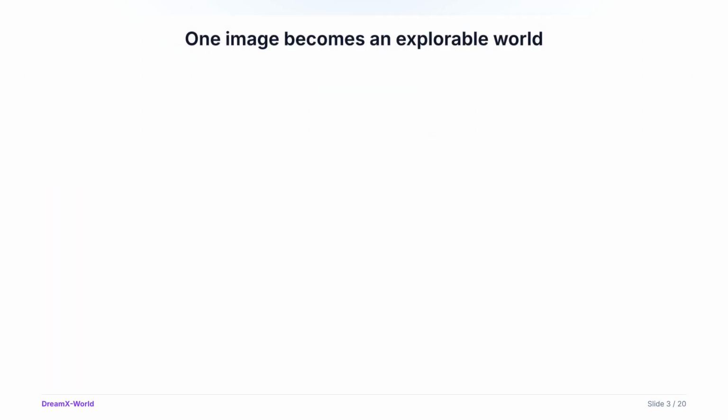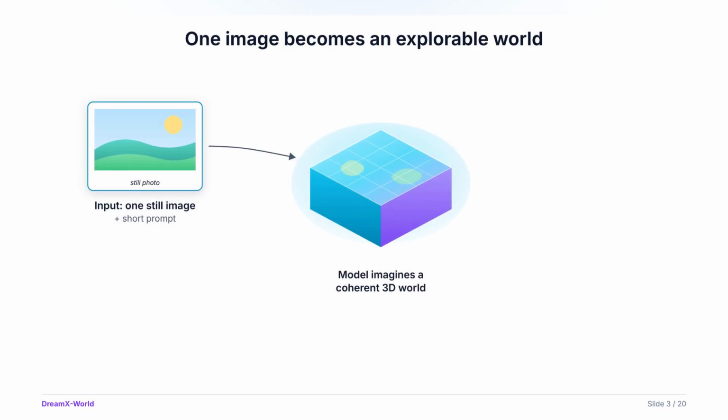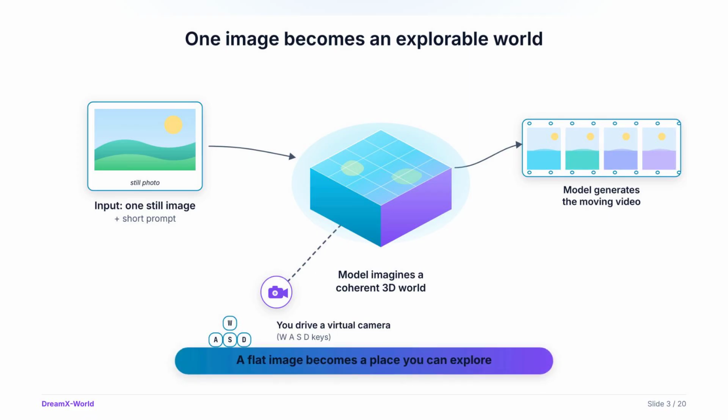The idea is simple but powerful. You give the model a single still image and a short prompt. From that one frame, it imagines a coherent, three-dimensional world. Then you drive a virtual camera through it with simple keys, and the model generates a video of what you would see as you move. The picture stops being a flat image and becomes a place you can explore.